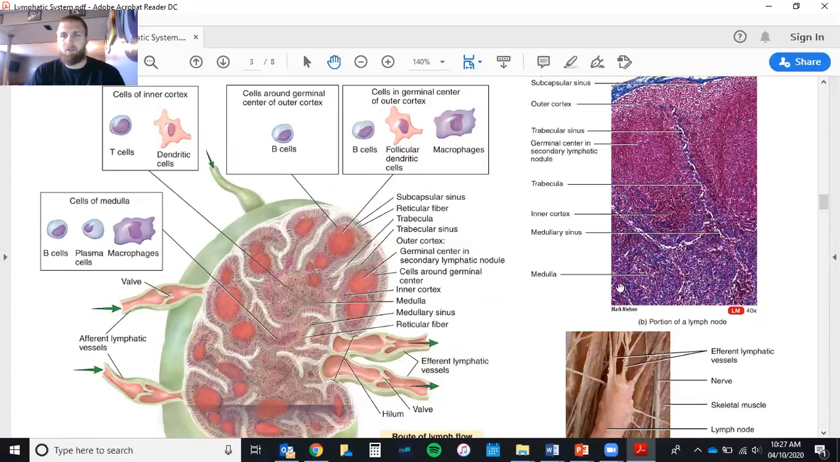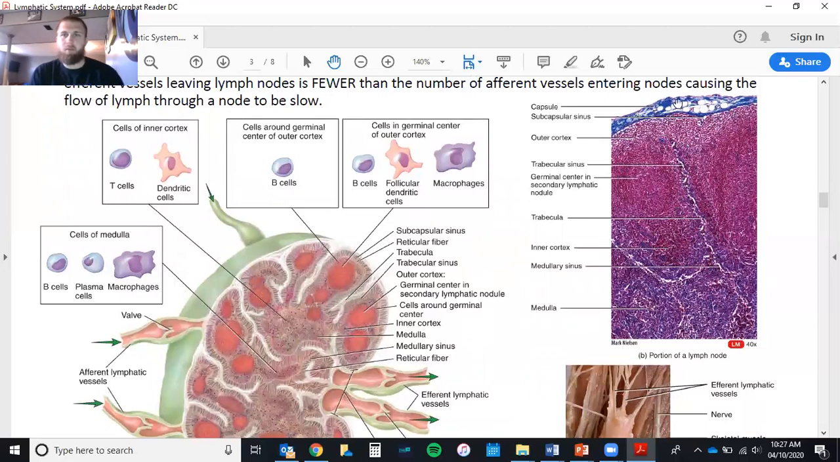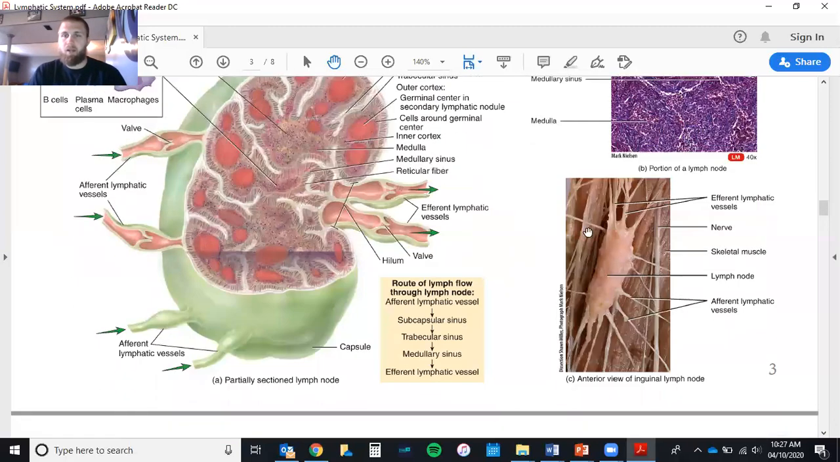And a couple pictures over here on the right. This is a zoom in under a microscope, 40 times. It shows on the outside the capsule, but more importantly, the white streaks here are the trabeculae creating the sinuses. Here's what an actual lymph node looks like, from the groin, the inguinal region. Not a perfect shape like this. We can definitely see the vessels, the afferents, the efferents over here. Not a perfect kidney bean shape to it, but you get the idea. Pretty cool to see the real deal though.